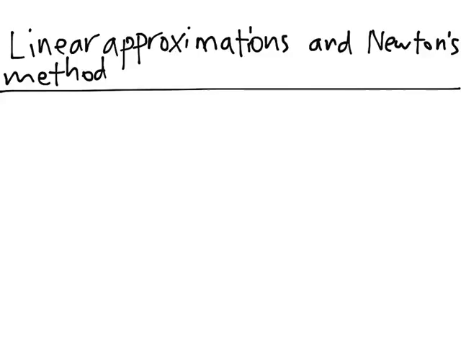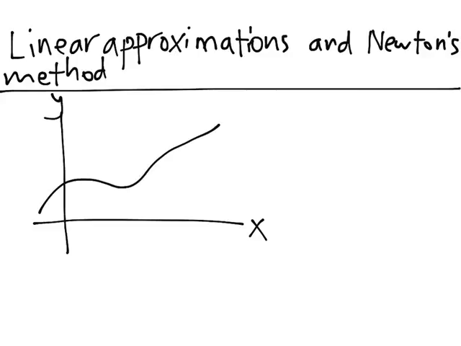For example, say we have a function that looks like this. Here's the y-axis and x-axis, and a function like that. Now suppose that we know the value at this point exactly. Let's call this x0, but we don't know the value at point x1 around here.